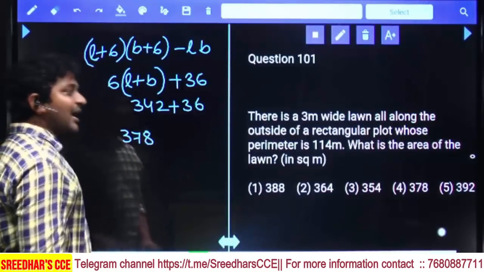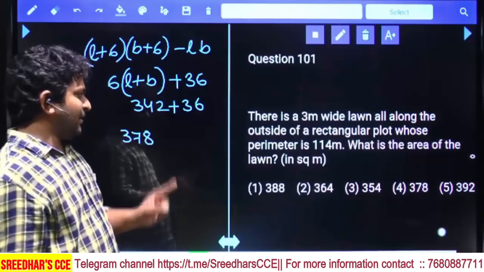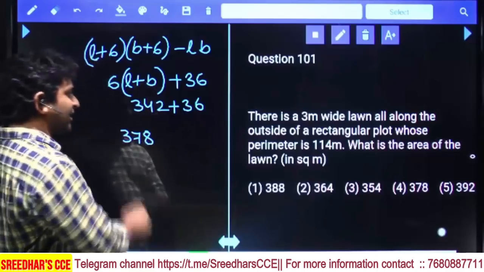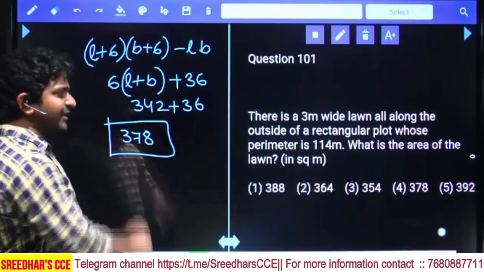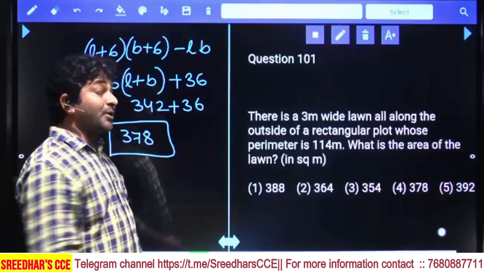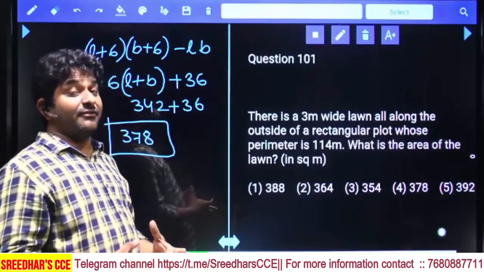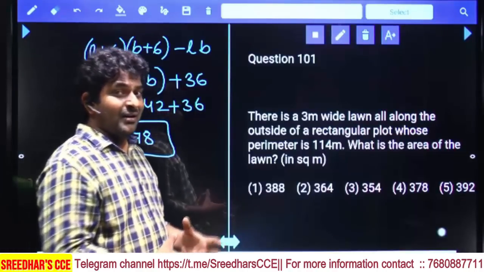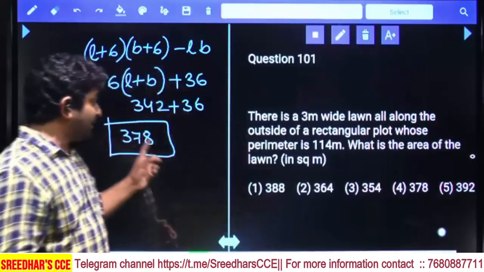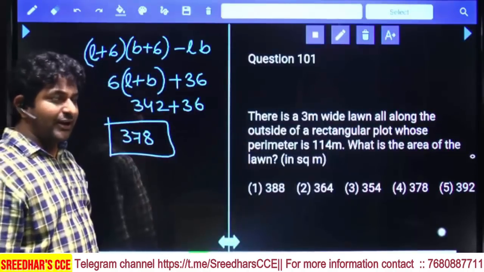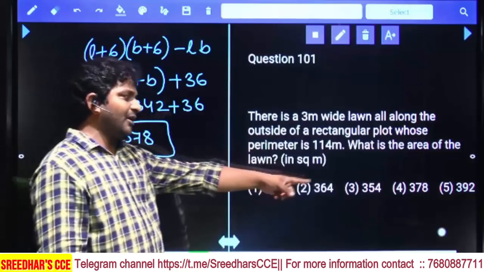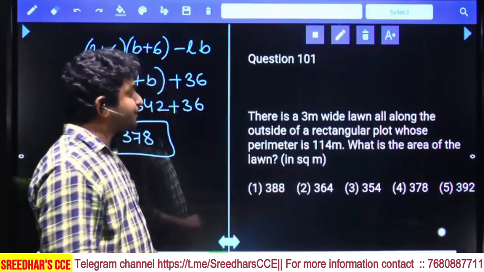378. But you are asked to calculate area only. Yes, lawn area. You are asked to calculate lawn area, that is equal to 378, fourth option answer. Suppose if you are asked to calculate the cost of graveling the lawn, then area multiplied by cost you have to calculate. But you are asked to calculate only the area of the lawn, which is 378, fourth option.